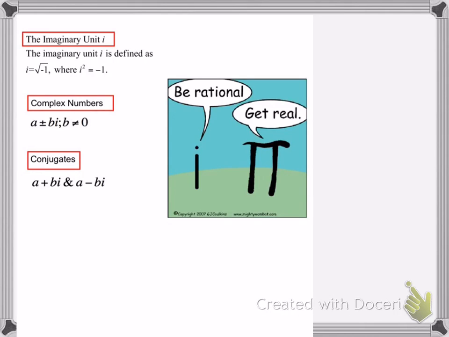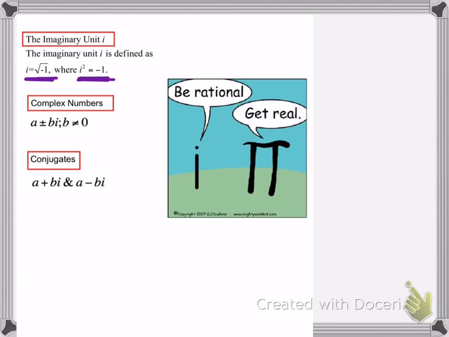The imaginary unit i is one that I know Algebra 2 teachers talked about a little bit at least, so I'm hoping that you'll remember as we go throughout this video. What I want to point out to you is this: remember, i represents the square root of -1, and therefore i squared represents -1.